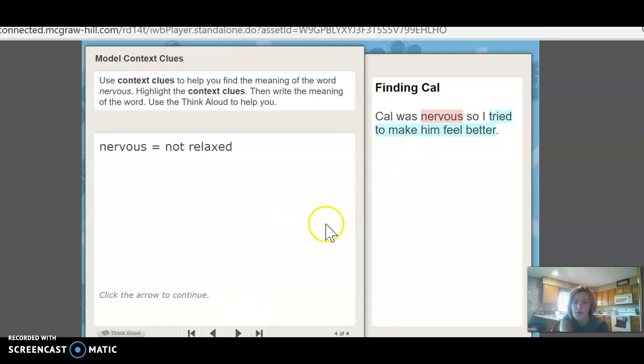As you are reading, if you come to a word that you don't know, I want you to see if you can use the other words in the sentence to figure out what that word means.